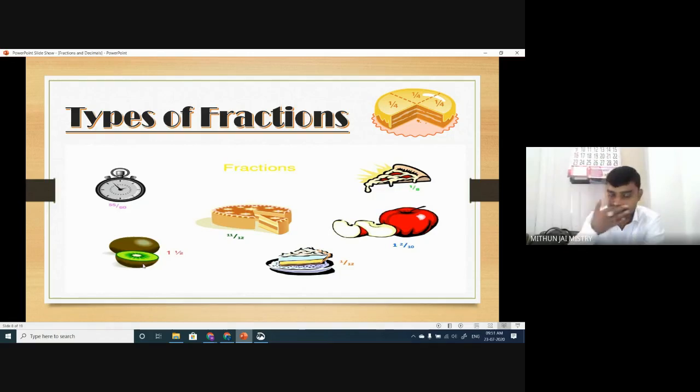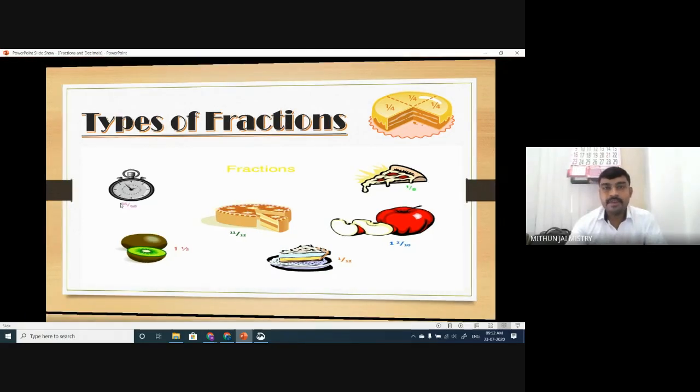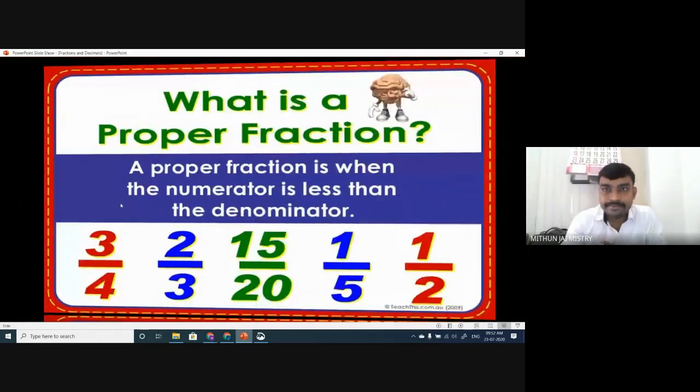Here we have kiwi. It's 1.5: 1 is there and a half is there. And here the time is showing 55 by 60. So everybody knows, as you are in 6th grade, everybody is well aware of types of fractions. So let me tell you, the first one is proper fraction.